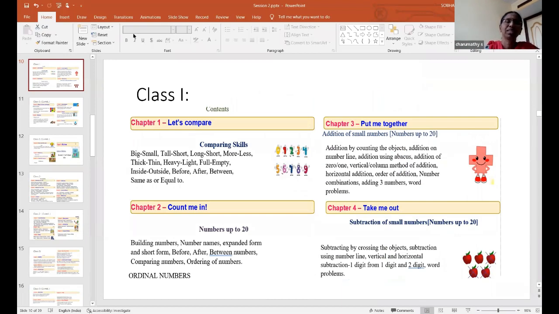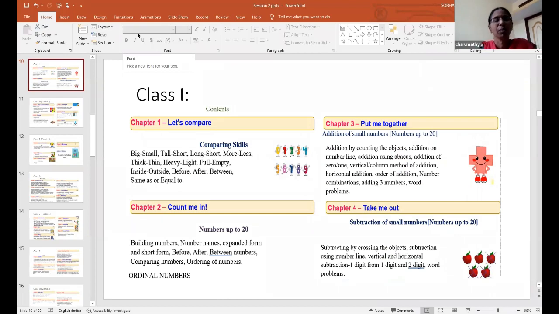It might look very easy for us as adults, but according to the CBSE, there are certain pedagogies that have to be completed before stepping into the basic arithmetic. So that is what the CBSE insists on also. So when we look at that basic pedagogies, we need to equip the children to differentiate between big and small, tall and short, long and short, more, less, thick, thin, heavy, light, full, empty, inside, outside, before, after, between, same as or equal to.